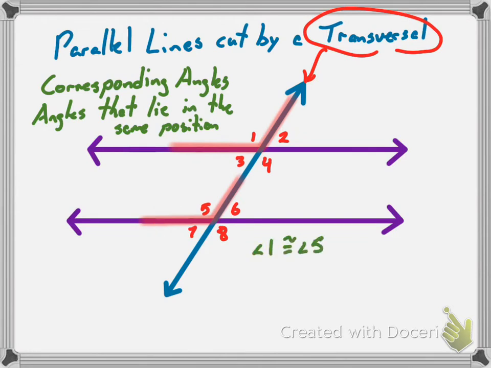Those are corresponding angles. So there are also 3 other sets of corresponding angles. There's angle 2 and 6, 3 and 7, and 4 and 8. So those are all corresponding angles, and they're all congruent to each other.